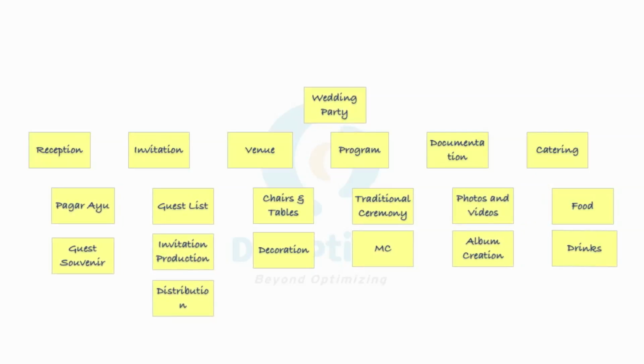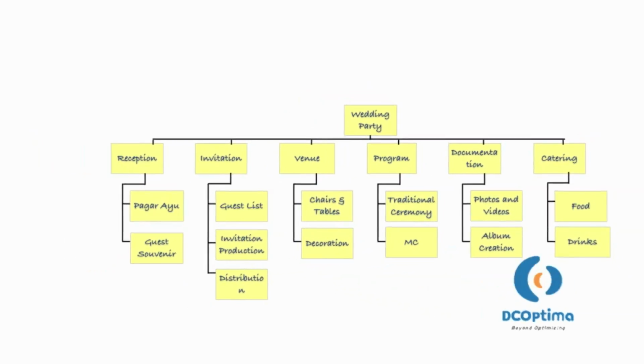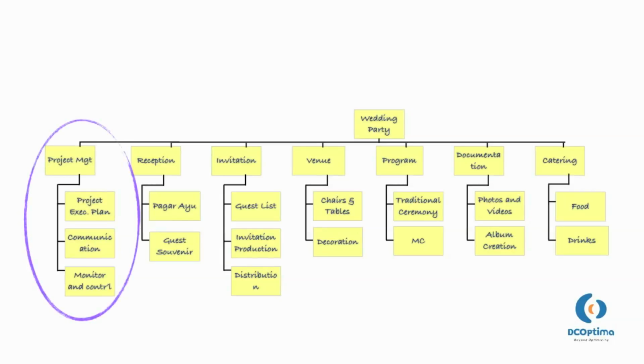At this point, we need to add the lines to show the structure of this WBS. Now, we have a complete WBS. Wait a minute. We miss one important major deliverable, project management. Project management elements have to exist in every WBS. It represents the work to be done in managing all the process of other elements in the project's WBS.